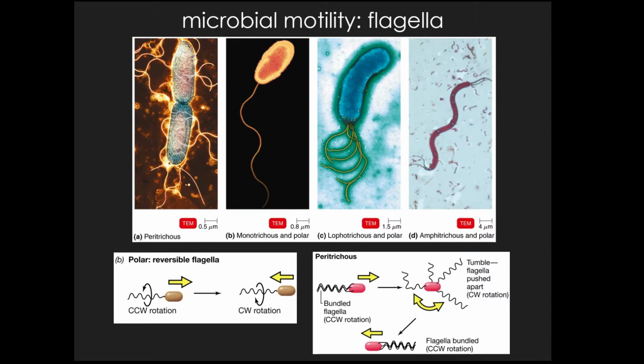When you have a polar flagellum, it's all fine. You swim forward when it's in counterclockwise, and when it goes in a clockwise rotation, you swim backward. When you have flagella all over the surface of the cell and you change the direction of those flagella all at once, it will cause the cell to tumble. So the tumbling of the cell is a result of the changing of direction of the flagella.